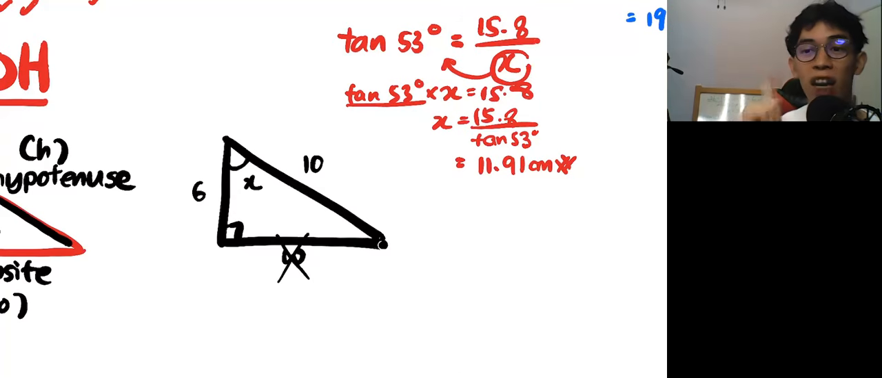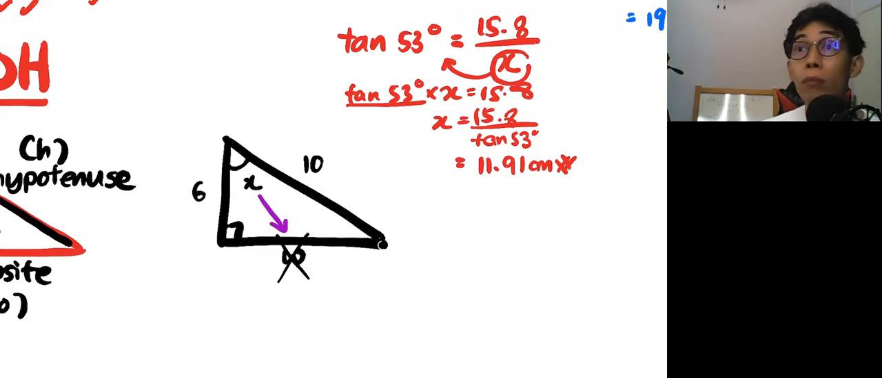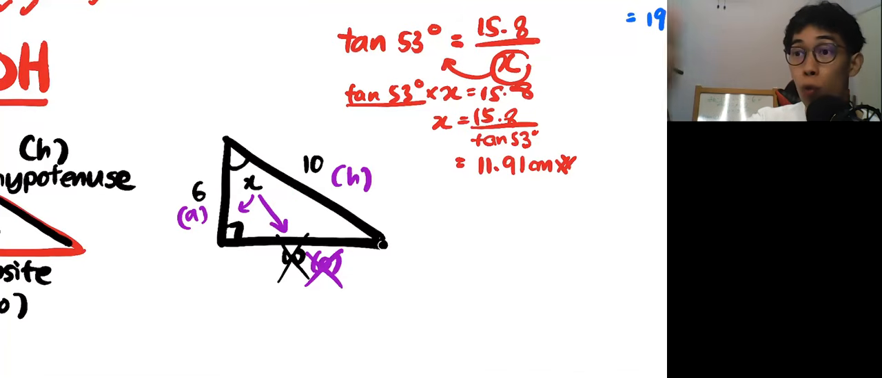Now, to get the answer, we categorize first. I use a different color, easier to recognize. So opposite, no need, so I put a big cross already. Now we move to another one. Your 6 is the adjacent, and your 10 is the hypotenuse, right? So the next question for you: sine, cos, tan, which one?